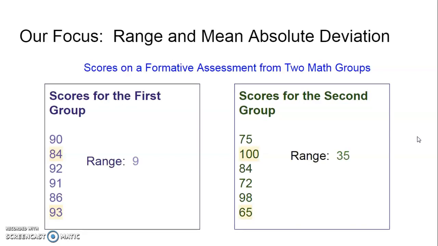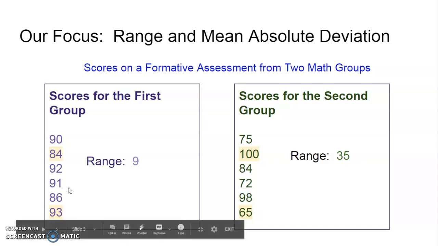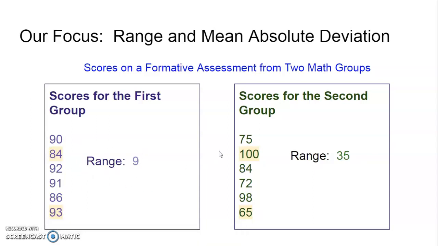Let's say I wanted to know the range of grades in each group, because it would give me some information about maybe things that I could do differently with each group. Basically, range is just the highest number minus the lowest number. So in this group, the highest number is 93, the lowest is 84, so the range is 9. The group on the right very clearly is much more spread out. Their highest grade was a 100, and the lowest score was a 65. So the range for that group is 35.